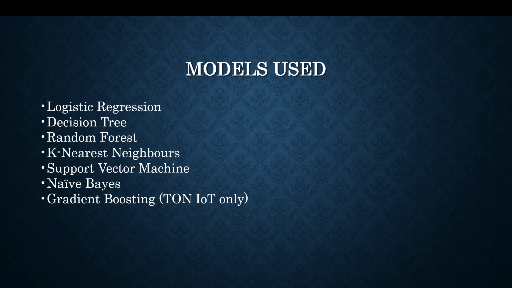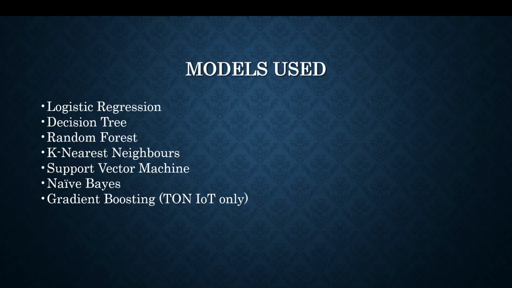Here are the models that I have used for this task. I trained 7 classical machine learning models for this project. The first one is logistic regression, a simple baseline model, and the second one is decision tree. It's good for interpretability. The third one is random forest. It's an ensemble method that usually performs well. The fourth one is k-nearest neighbor. It's a distance-based model that benefits from scaling.